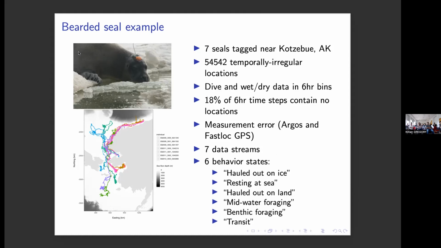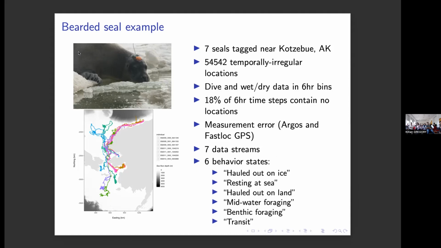But if you want to get high resolution behavior, a 6-hour bin is not a good thing to work with. We had plenty of missing data: about 18% of our 6-hour time steps didn't have locations. And we had measurement error. We had both Argos and FastLoc. The FastLoc is pretty good, but it can still produce errors larger than you would think. And Argos can be all over the place, if you have ever worked with Argos data.